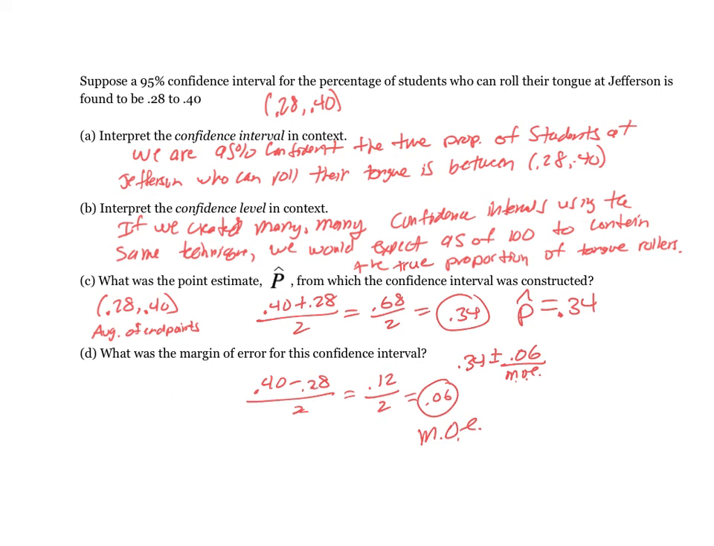Okay. So you need to know how to do both of those calculations. How do you find the value for the p-hat, the point estimate? And how do you find the margin of error if you have the interval? Okay. You add them up and divide by 2 to find p-hat. You subtract the endpoints and divide by 2 to find the margin of error.